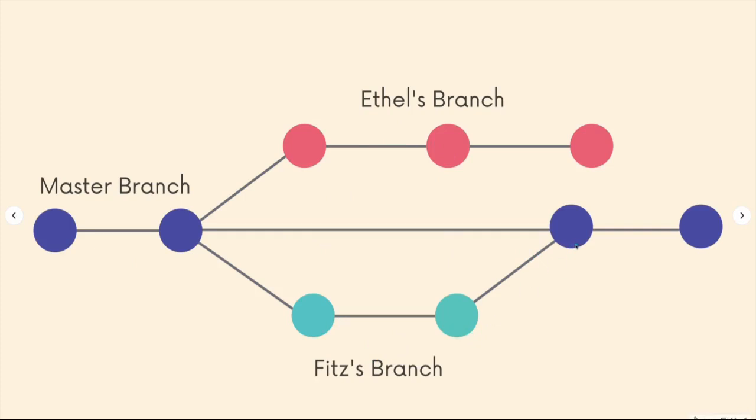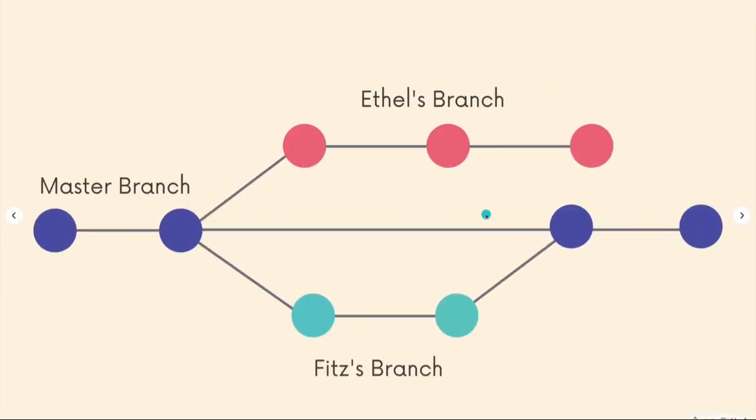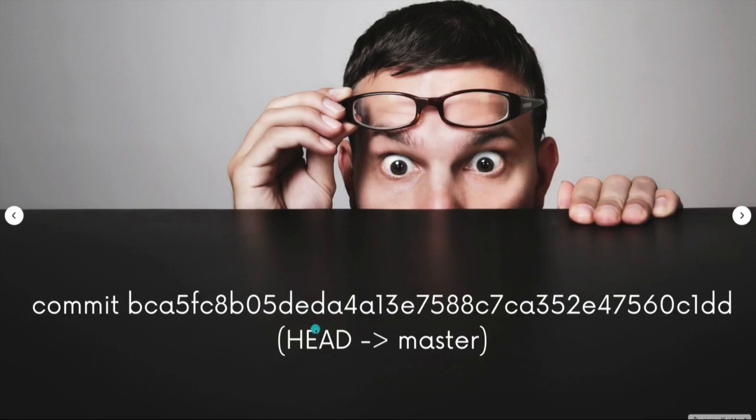But for us at the moment, the only significance of the master branch is that it just exists. So next, we're going to learn how to make our own branches and how to switch between them. But before that, we're actually going to talk about this right here. What is this thing? Head arrow master.